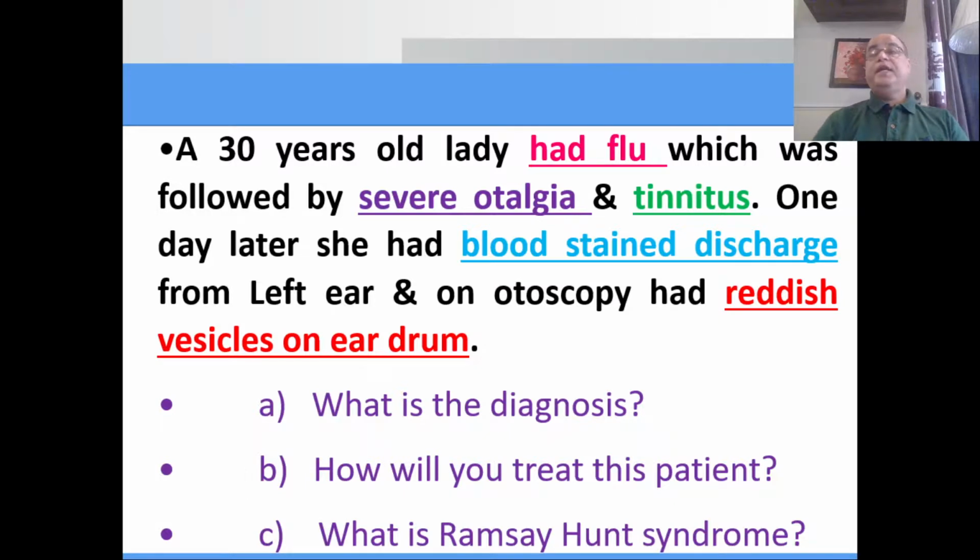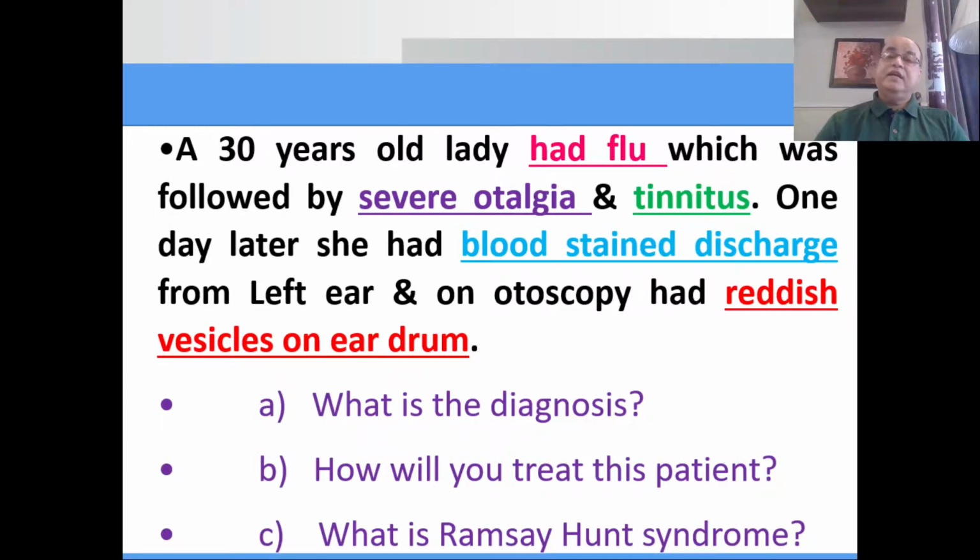A 30-year-old lady had flu, which was followed by severe otalgia and tinnitus. One day later, she had blood-stained discharge from the left ear, and on otoscopy had reddish vesicles on the eardrum. So again, a typical history of Myringitis bullosa haemorrhagica or Otitis externa haemorrhagica, that she had the flu. It is usually caused by the viruses which are responsible for upper respiratory tract infections. It is more prevalent in epidemics of influenza. So the same is the case here.